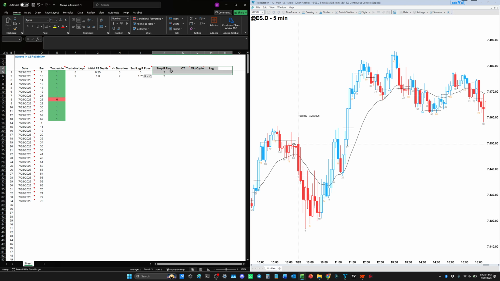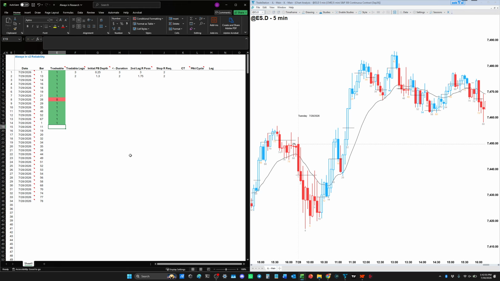Level 1 includes this. Is it counter trend? What market cycle? What leg count? It might make more sense to organize this so that it's cohesive for you. But anyways, this was tradable for sure. I'm going to skip that.